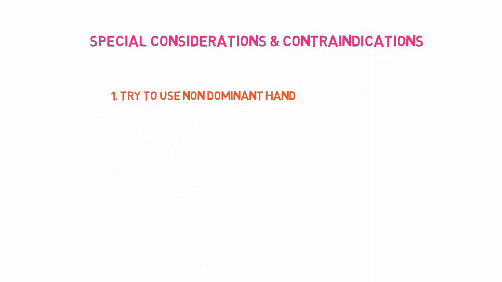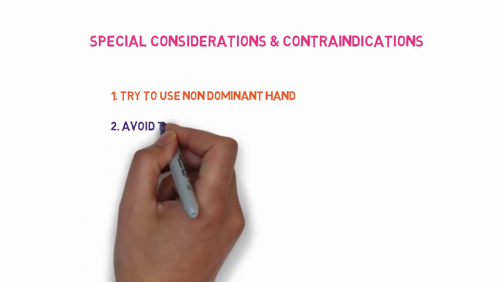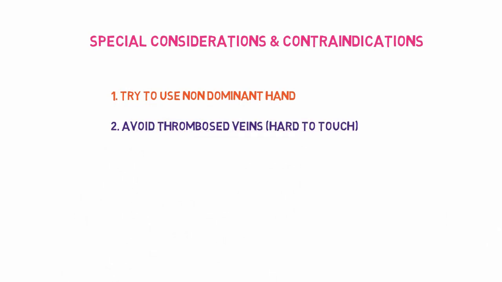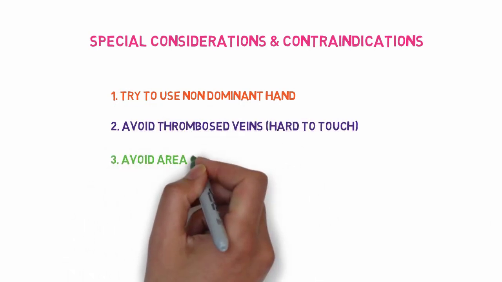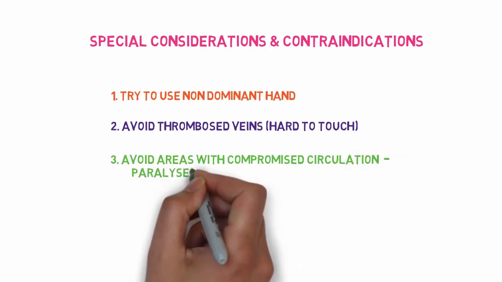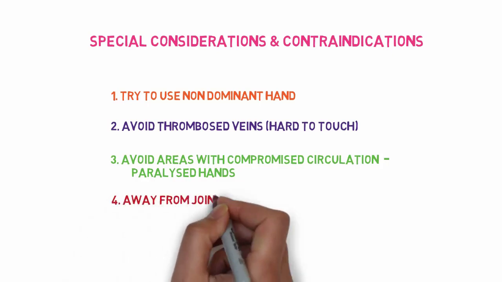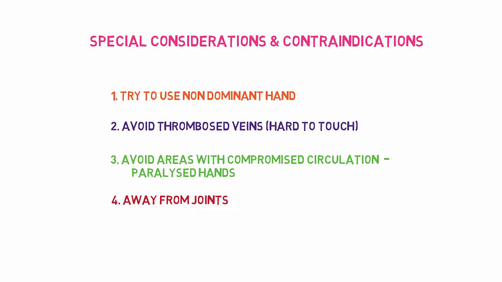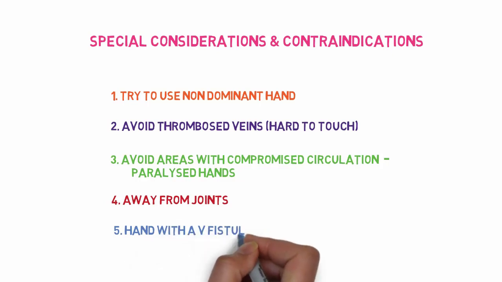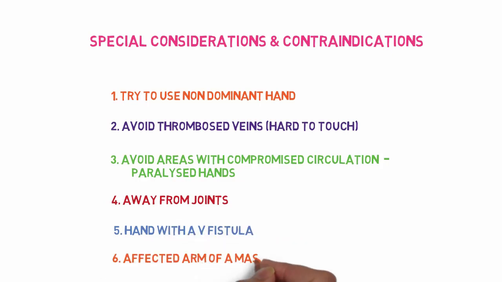Special considerations and contraindications. Try to use the non-dominant hand. Avoid thrombosed veins, which are hard to touch. Avoid areas with compromised circulation or sensation, like paralyzed hands or fracture. Always remember that cannulation in joints should be avoided, because increased movements can cause many problems like pain, edema, dislodgement, and many more issues. Avoid IV cannulation on a hand where there is presence of an AV fistula, and on the affected arm of a mastectomy patient.